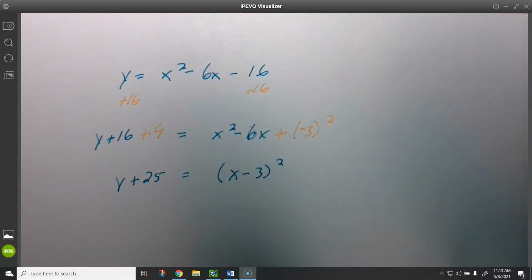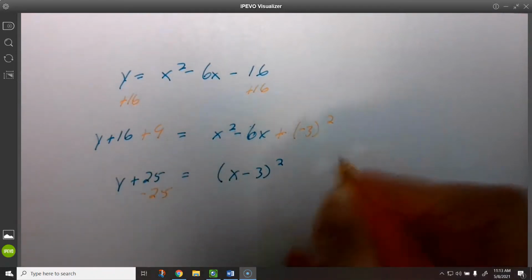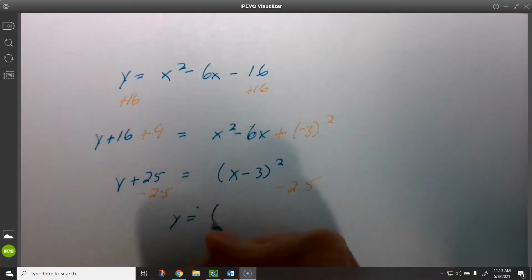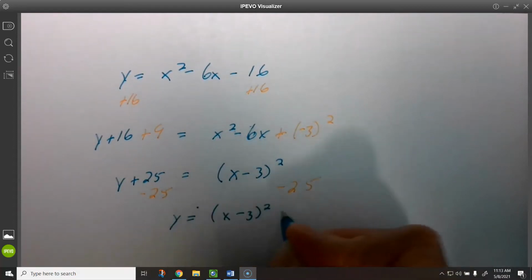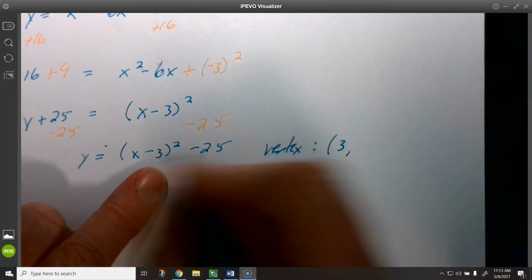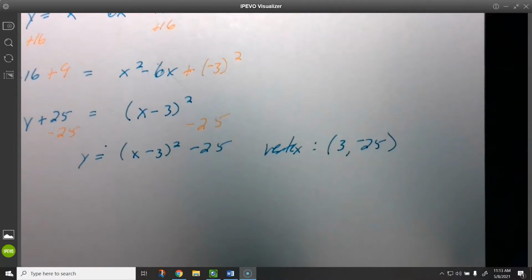Yes? Okay, move that 25 over. Subtract 25 so we can get it in vertex form. We have y is equal to x minus 3 quantity squared minus 25. What is my vertex? My vertex is 3, because that's always opposite, and -25. Okay, now that I find is helpful. Solving by completing the square, I don't do unless they tell me I have to. Getting it into vertex form, I do use that.